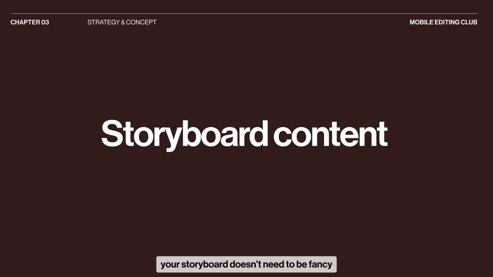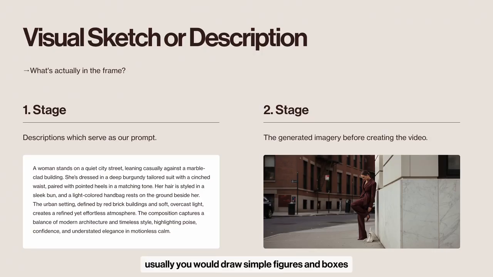Your storyboard doesn't need to be fancy. In fact, simple is better. Each shot in your storyboard should include several key elements that help you plan and execute your content effectively. Start with what's actually in the frame. Usually, you would draw simple figures and boxes. In our case, we work in 2 stages. First, we write descriptions like, "A woman stands on a quiet city street, leaning casually against a marble-clad building," which serve as a foundation for our prompt. In the second stage, we add the generated imagery before creating the video. These descriptions become your roadmap for AI generation.